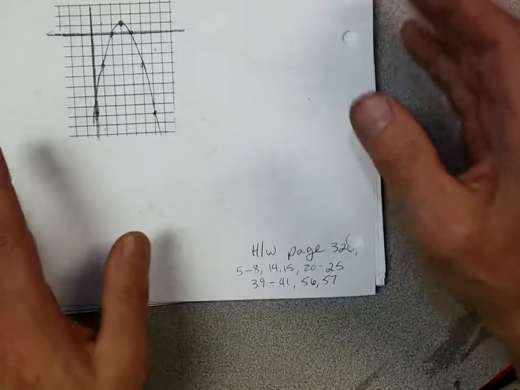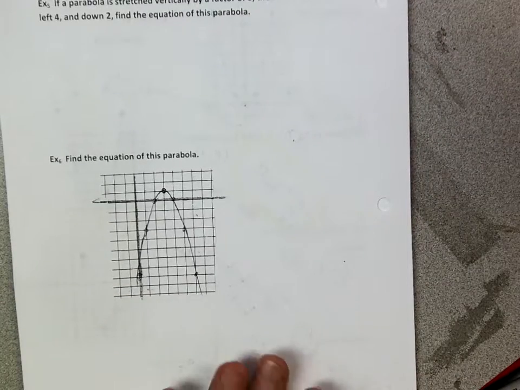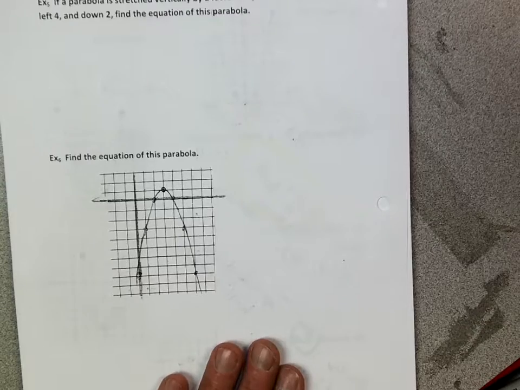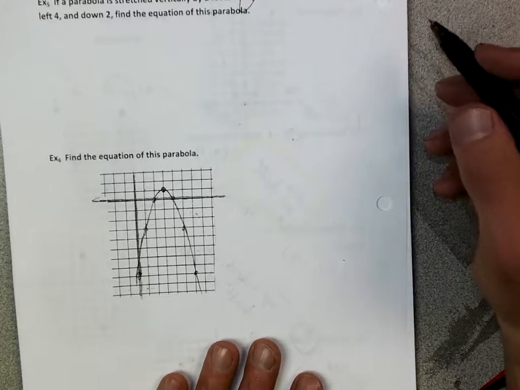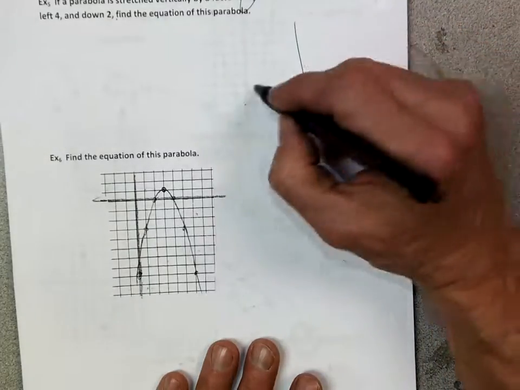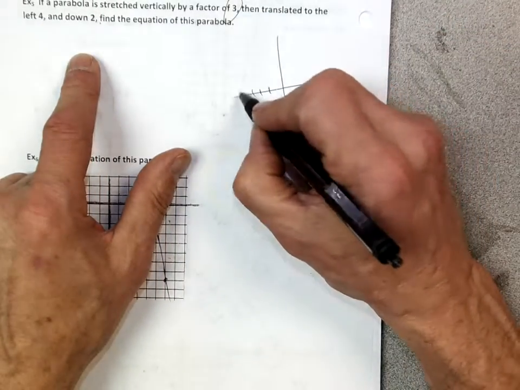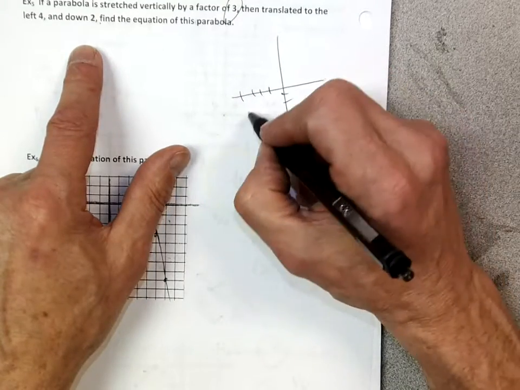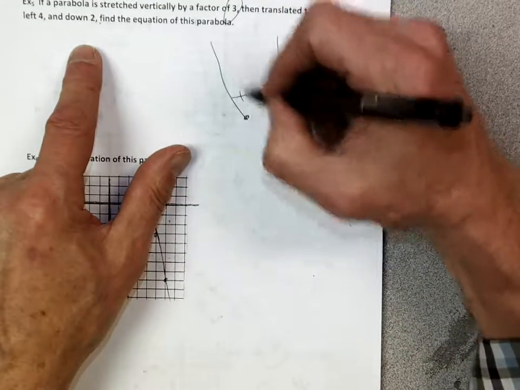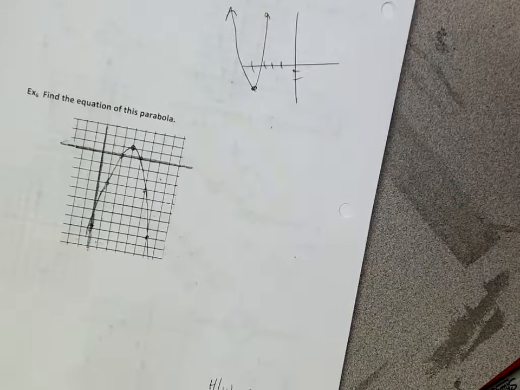Okay? Example 2. If a parabola is stretched vertically, that means it's going to be taller by a factor of 3, then translated to the left 4 and down 2, okay? So let me just make a little sketch of this. We're going to have it left 4, 1, 2, 3, 4, and down 1, 2, it's right here. And it's going to be stretched, so it's going to be tall. It's going to kind of look like that. Not a very good drawing.